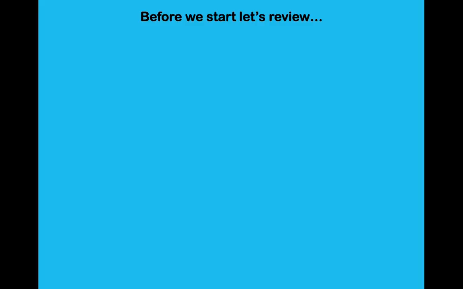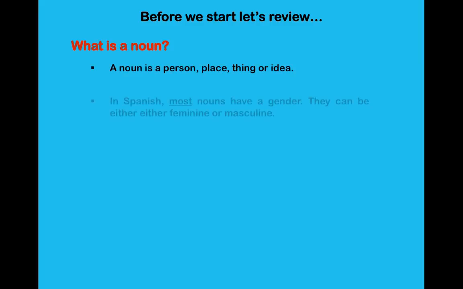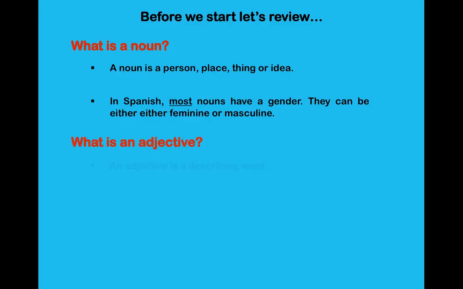Before we start, let's review some of the basic concepts again. What is a noun? A noun is a person, place, thing, or an idea. And in Spanish we have learned that most nouns have a gender. They can be either feminine or masculine. What is an adjective? An adjective is a describing word. It's a word that can describe a noun.